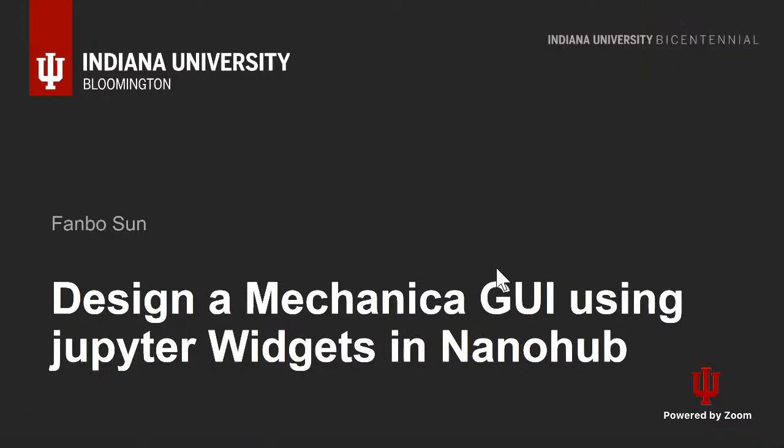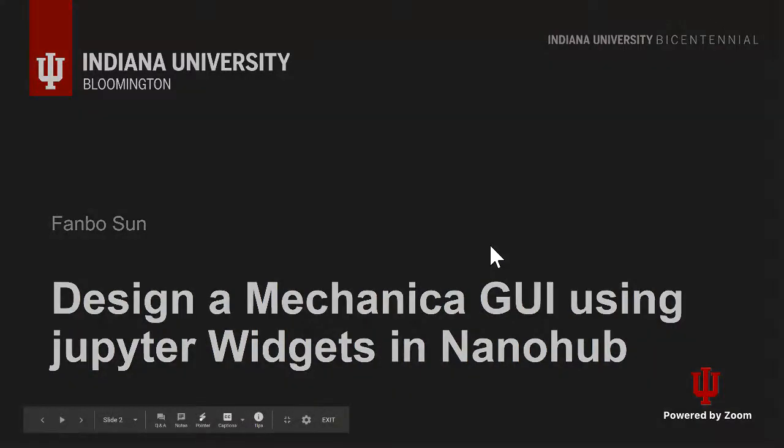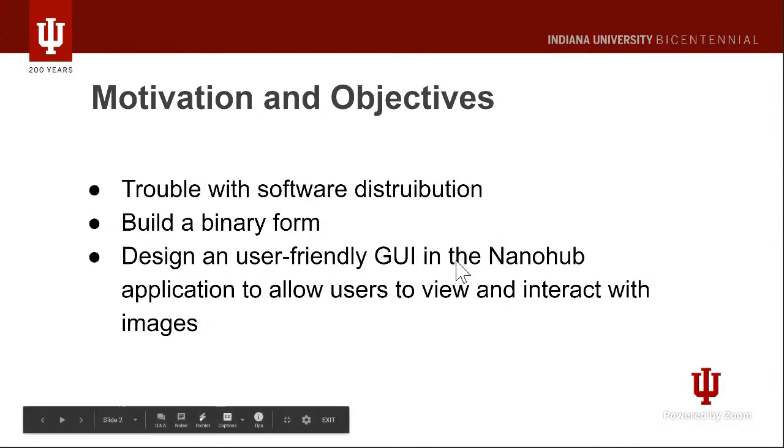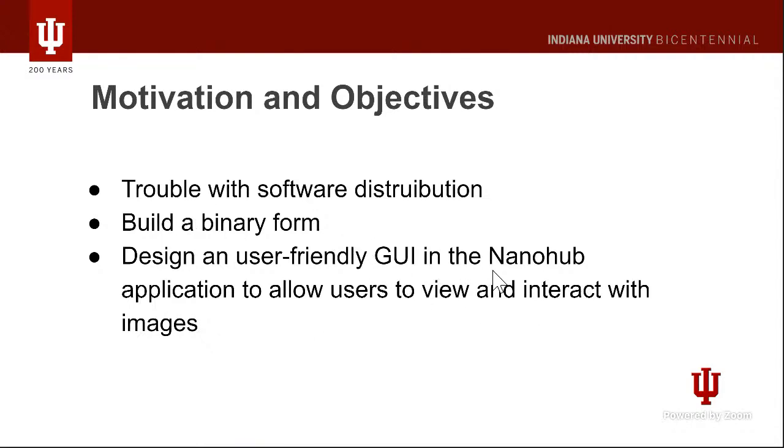Yeah. So basically, my project is working with Andy to develop a mechanical GUI in the NanoHub, using the Jupyter widgets. The basic motivation for this project is that some students may have trouble with the software distribution. So it would be easy if you can build a binary form for them to easily access the tools in NanoHub. Our objective is to design a user-friendly GUI in the NanoHub, so the user can do the same things as they do locally on their machine.